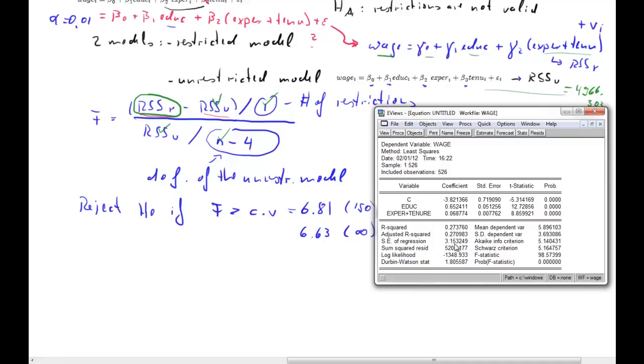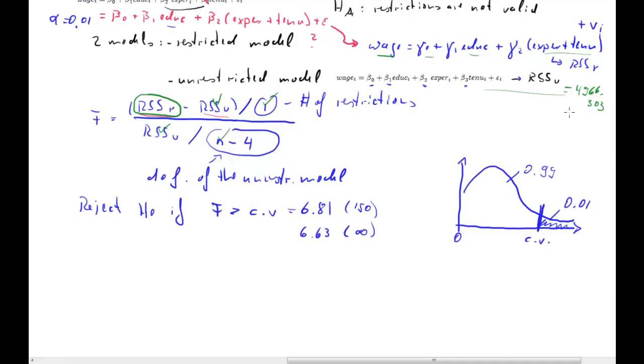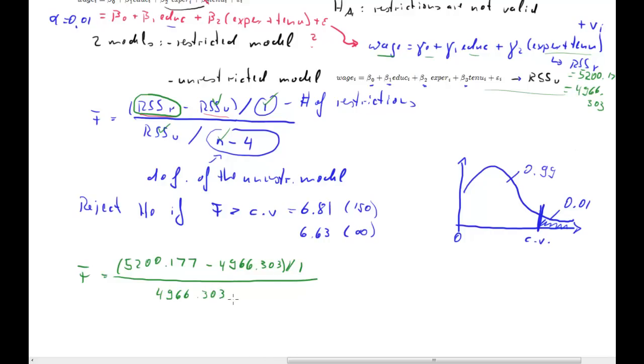So it is clearly larger. So we need the restricted. So that guy here was 5,200.177. Let me just write it here fully. F equals 5,200.177 minus the unrestricted one, that is 4966.303, divided by 1, number of restrictions, divided by 4966.303, divided by 522, that's 526 minus 4. The result here is 24.58. Now we compare that to the critical value, and therefore we conclude that we can reject H0.